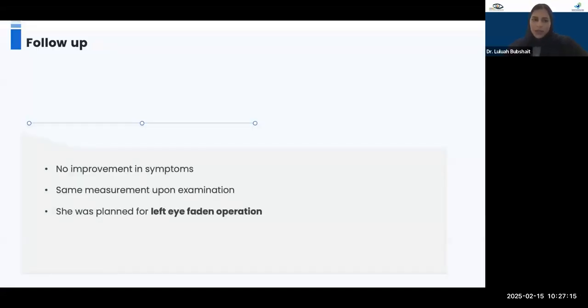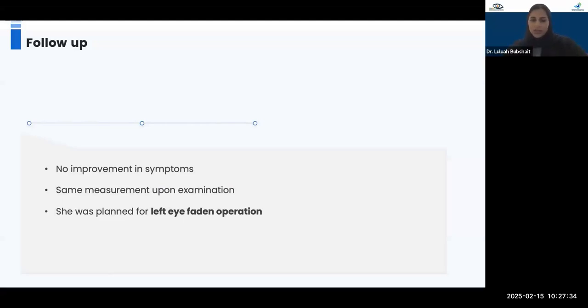In the follow-up visit, there was no improvement in symptoms, and the same measurements upon examination. At this stage, we had 2 options: either to do a superior oblique tuck or a left inferior rectus Faden operation. And we proceeded with Dr. Mohammed Shamrani with the left eye Faden operation.